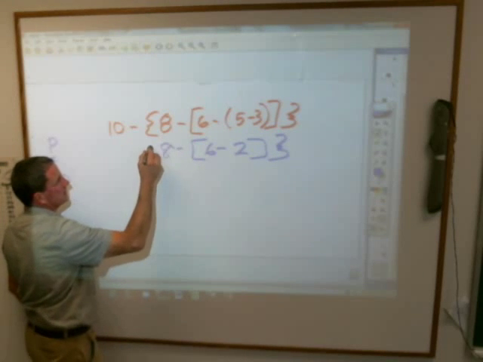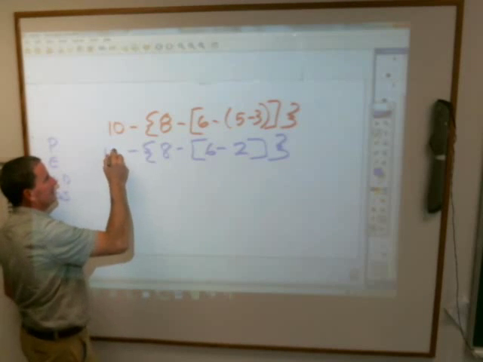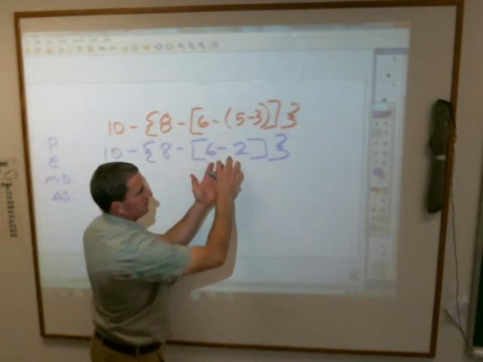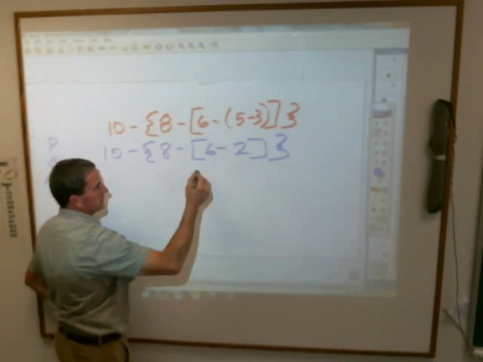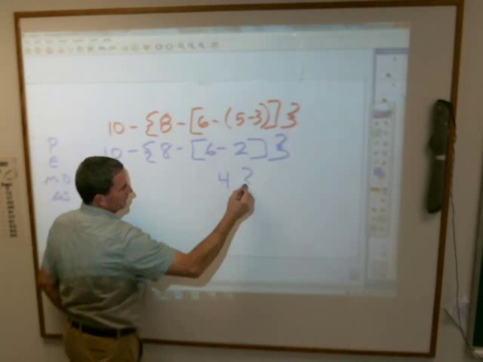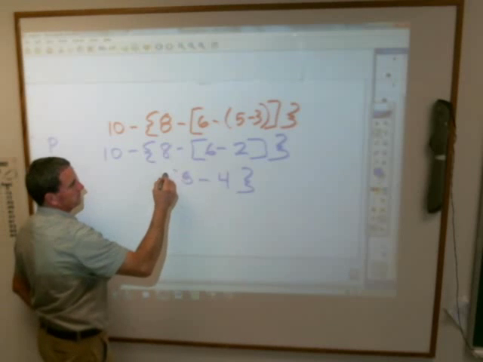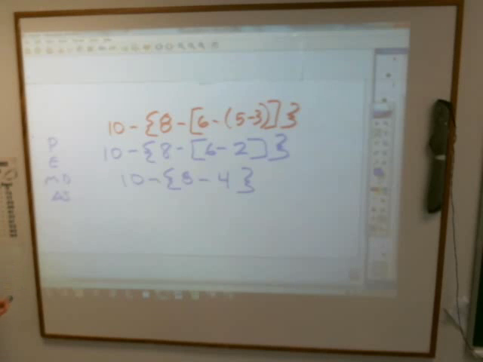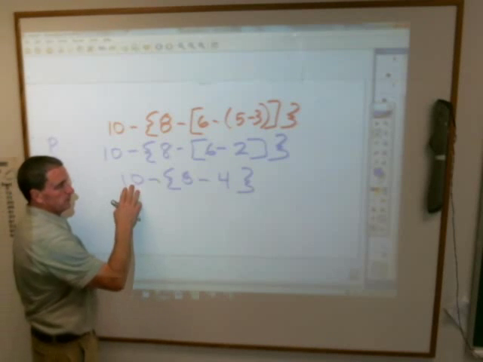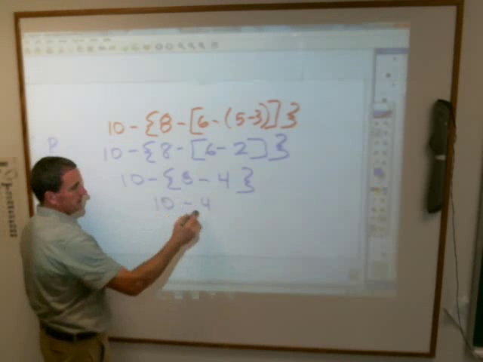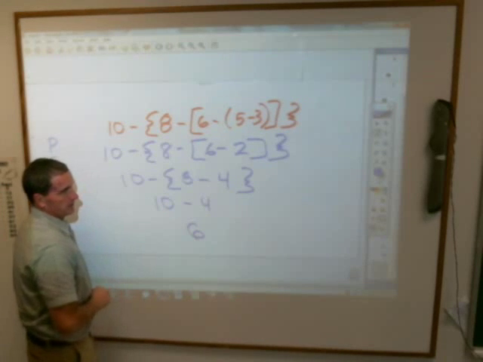And I know you won't like this, but that's the reason you don't get 8,000 problems a day to do as homework. I've gotten rid of that grouping symbol. So now I go to the innermost grouping symbol, which is this one. And I have to do 6 minus 2, which is 4. It gets rid of those brackets. Now I'm left with my lovely brace. Then I have to do inside the brace first before I do the 10 minus. 8 minus 4 is 4. And then 10 minus 4 is 6.